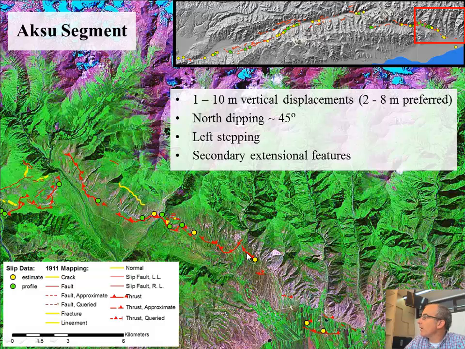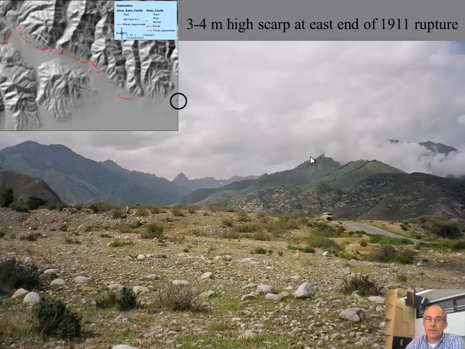So we were just looking at this zone. We keep going down, and we think that in this area the fault is steeper, and then as it comes out to the mountain front, it flattens, but it's still north dipping. Secondary extensional features. So here's the very end, one of the last scarps. This is now on a terrace, but out at the mountain front.